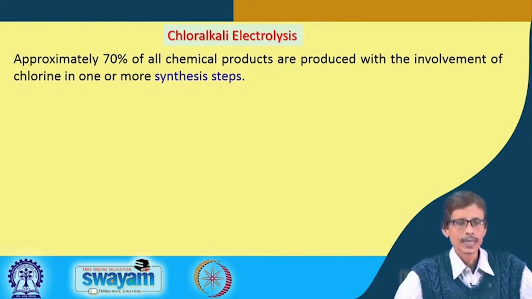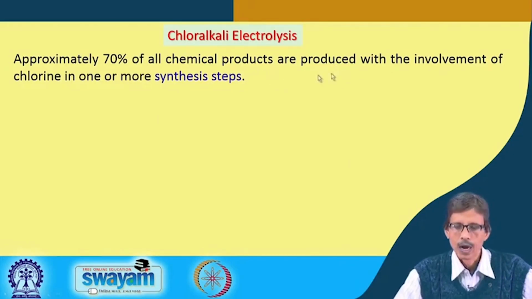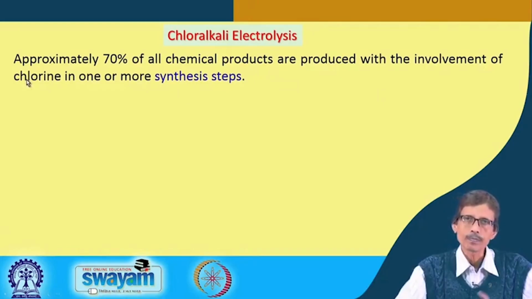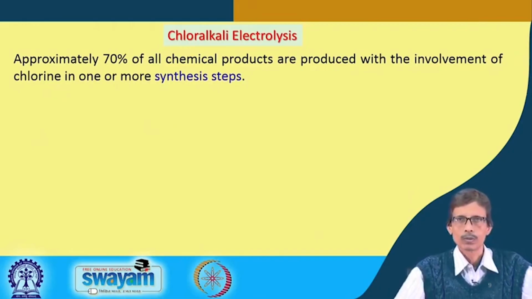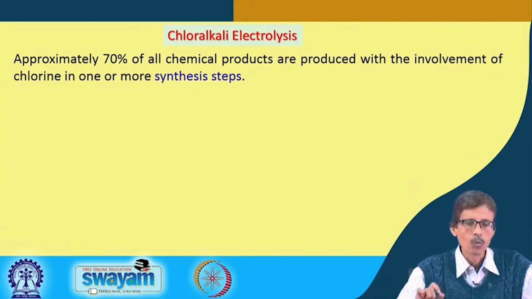So, approximately in that way 70% of chemical products that we have in the industry are produced with the involvement of chlorine. We have seen in the previous 2-3 classes how important fluorine is. Incorporation of fluorine or the fluorine-based compounds is so important that you can have a huge industry based on fluorine. Similarly, you can get the introduction of chlorine or chlorine-based inorganic compounds in one or more synthesis steps. You can go for further synthesis. That means you can make new molecules which can be useful industrially also.